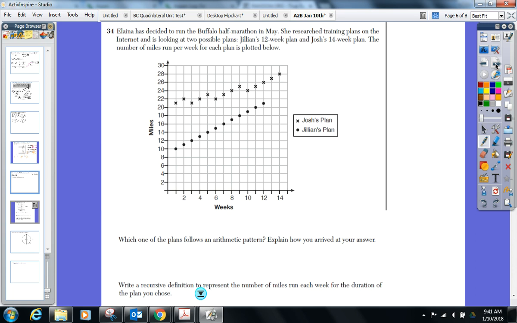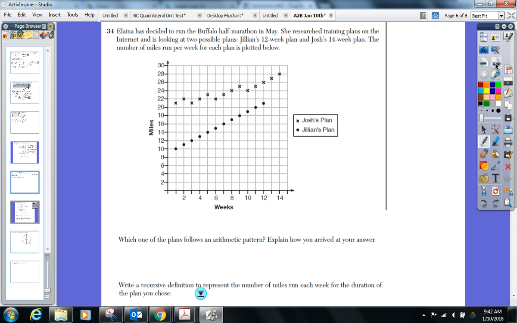Okay, here we go. Go ahead, read through Elena and her plan to run the half marathon. This is something I wanted to definitely do today because we haven't reviewed sequences yet. Here's Jillian's plan in dots. Here's Josh's plan. She's going to follow one of them. Which plan is arithmetic and how do you know?